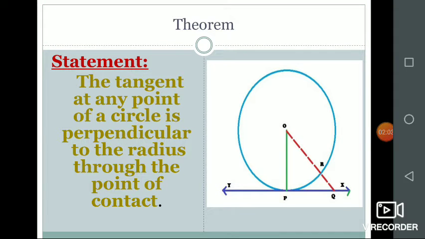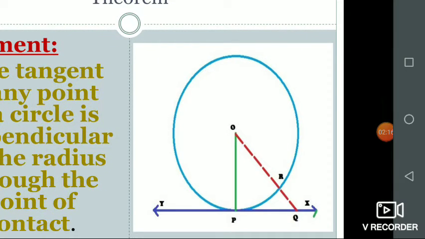Let's go through the theorem. Statement of the theorem: the tangent at any point of a circle is perpendicular to the radius through the point of contact. Let's look at the picture here. There is a circle with center O and the radius is OP. XY is a tangent and we have taken a point Q on the tangent and joined OQ.